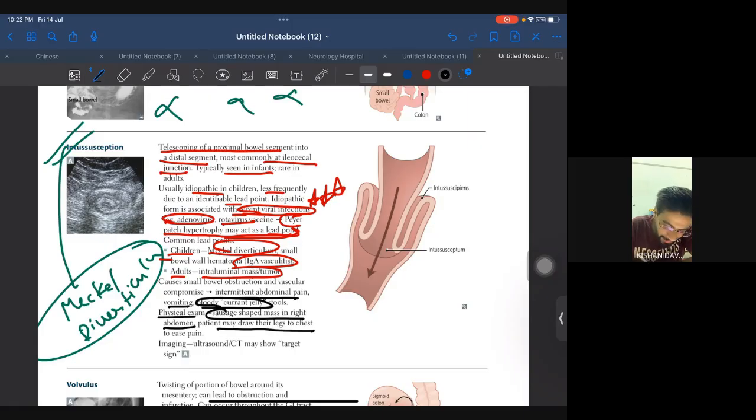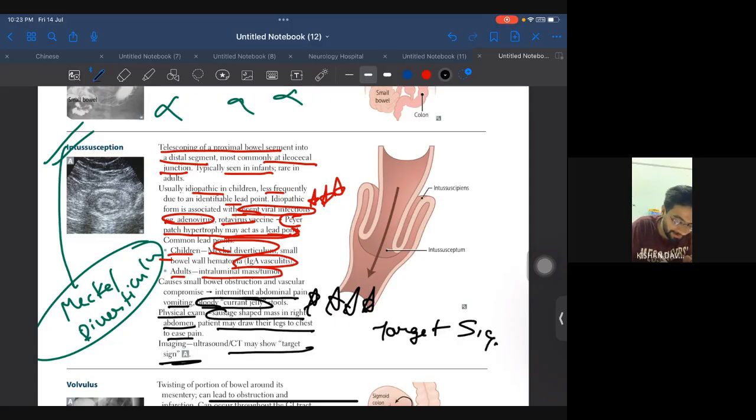Patient may draw their legs to the chest. This is how you will identify. Patient may draw their legs to the chest. That is what intussusception is going to look like. Imaging, target sign. Target sign is again important. You should identify the target sign. See, this is the target sign. Okay. So that's all for intussusception.